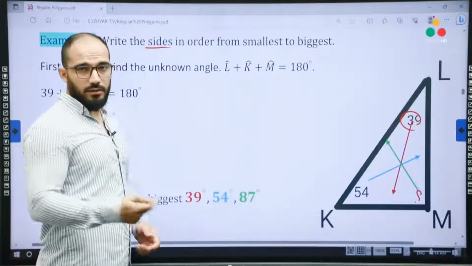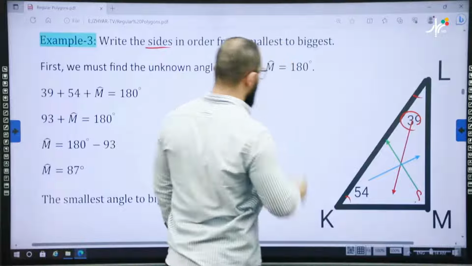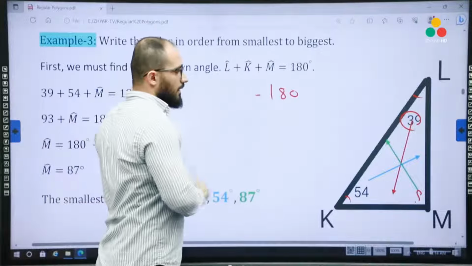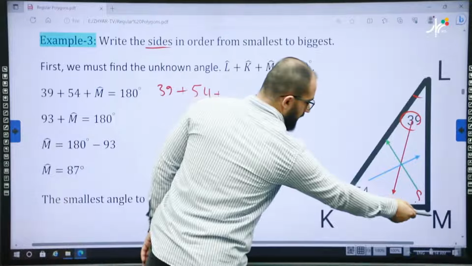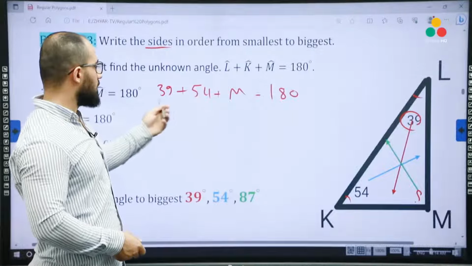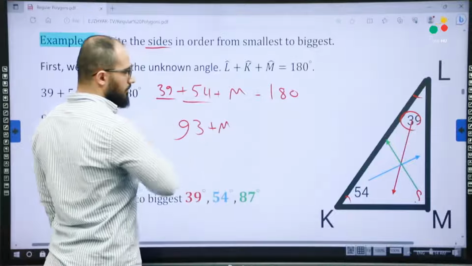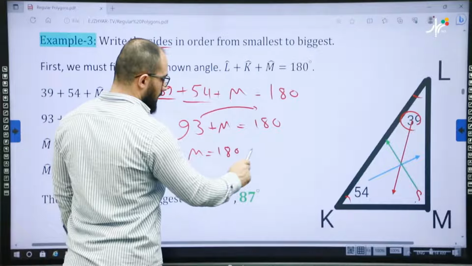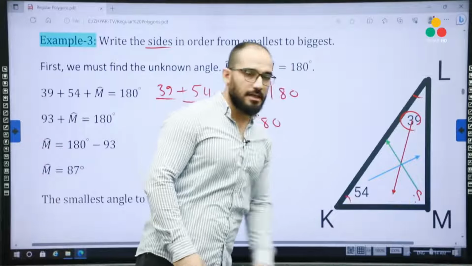In grades 8, 7, 5, 6, all the grades, you have studied that the measure of the interior angles of a triangle is 180. The measure of all three angles is 180. It means 39 plus 54 plus the unknown angle, let's say it is M, must be 180. Right now we have two angles, so then you can find the third one. 39 plus 54 is 93, plus M is equal to 180. So move it to the other side. M is equal to 180 minus 93. So M is equal to 87.